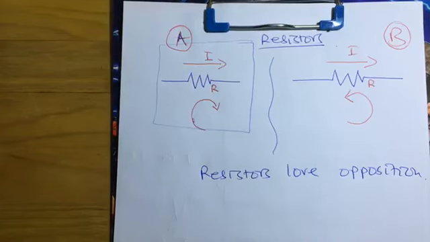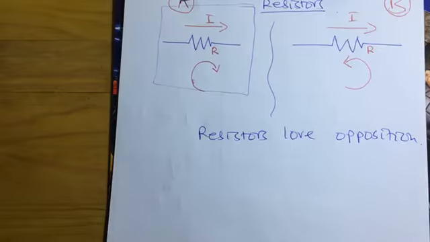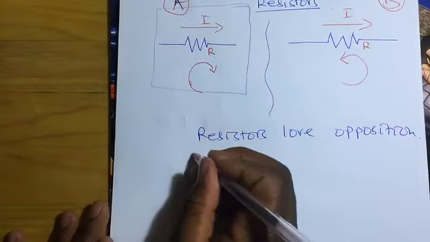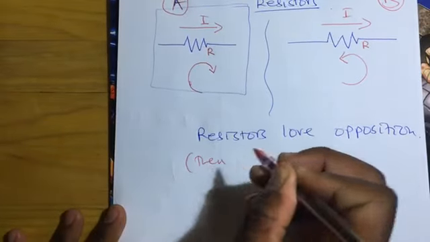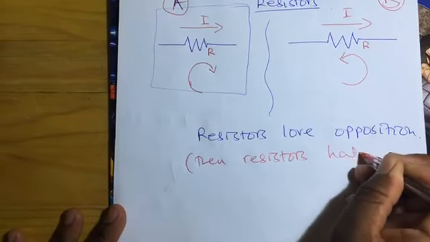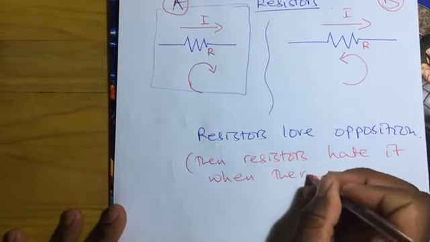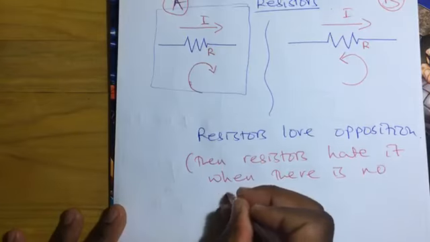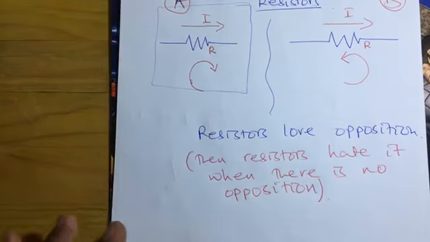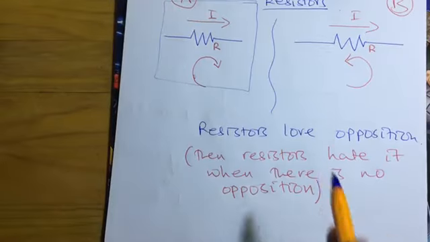You get? Now, if resistors love opposition, then they hate it when there's no opposition. Let me just write that. Then resistors hate it when there is no opposition. So, if resistors love opposition, then they hate it when there is no opposition.